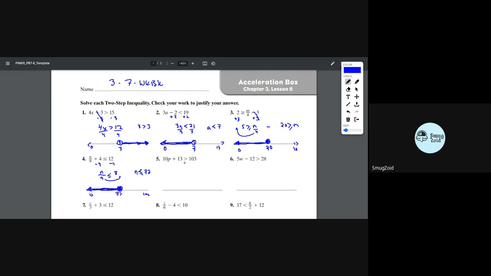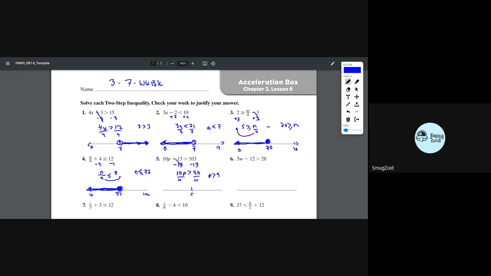10p plus 13 is greater than 103. Let's get the variable by itself. Minus 13. Minus 13. That goes away. I get 10p is greater than 90. Good. Divide by 10. Divide by 10. P is greater than 9.